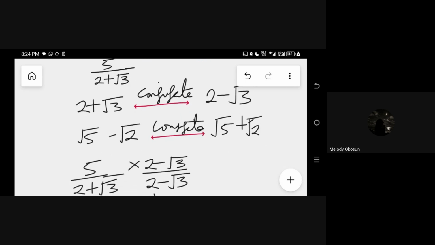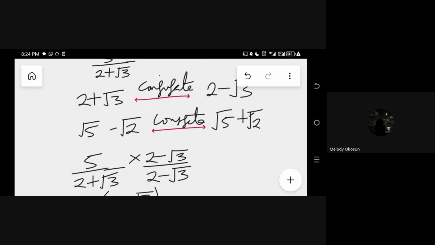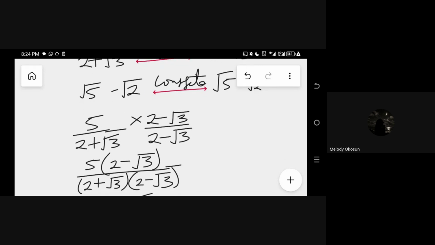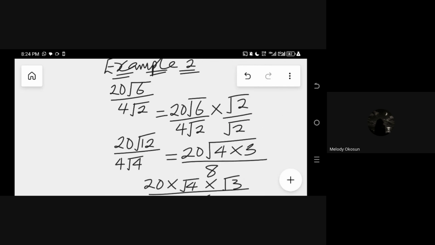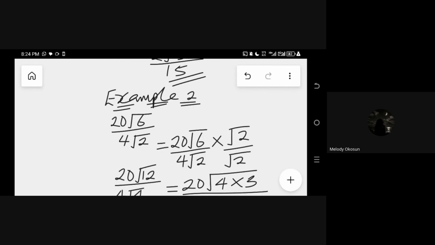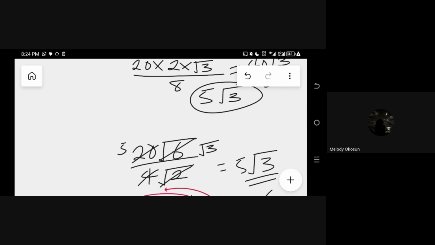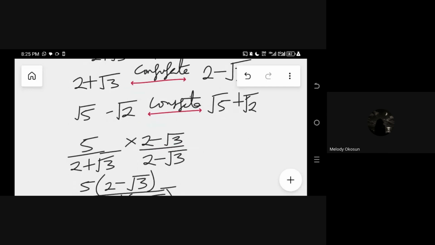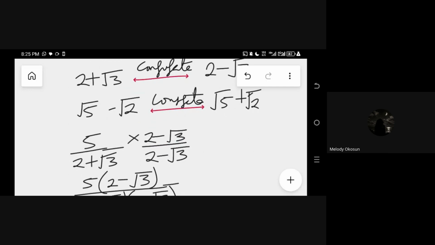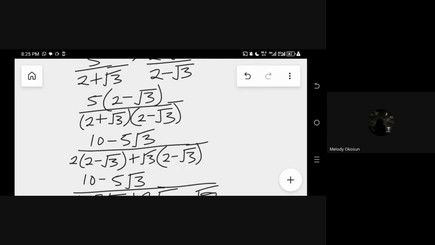So you're simply changing the sign. Root 5 minus root 2, the conjugate is root 5 plus root 2. The conjugate of root 5 plus root 2 is root 5 minus root 2. So simply look for the conjugate of the denominator, and use it to multiply the top and bottom. You do this differently from the earlier one, where there is no plus or minus between the terms. Here, use the conjugate to multiply the top and the bottom, expand the brackets, and then you see what you have.